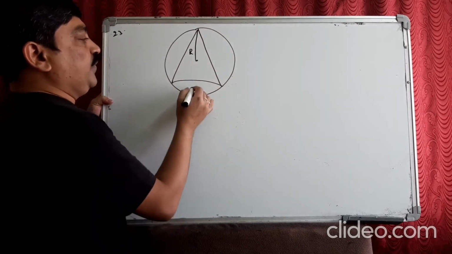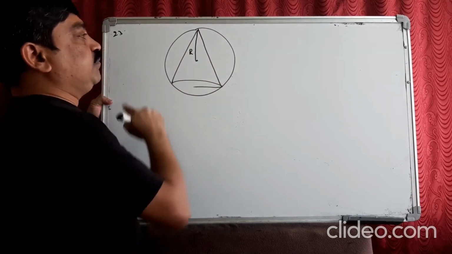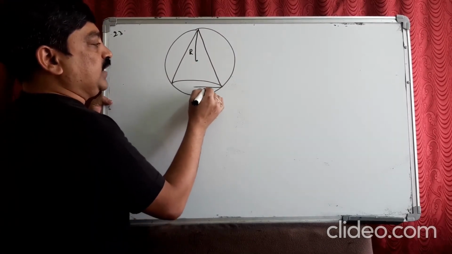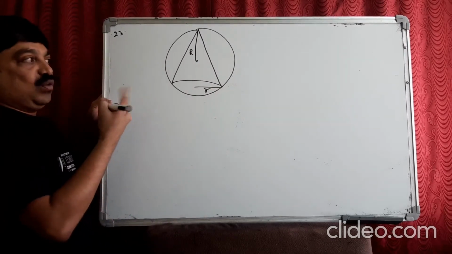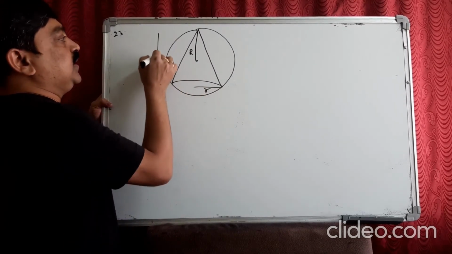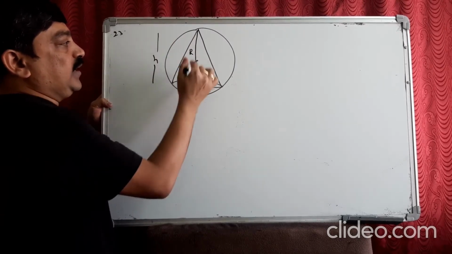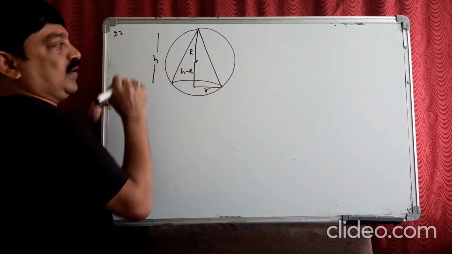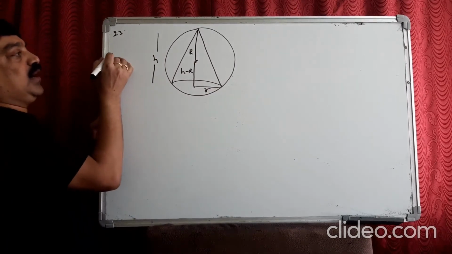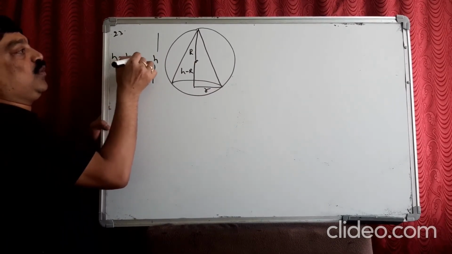Now if I take the dimensions of the cone, I take small r as the radius of the base of the cone and capital H as the height of the cone, and this part becomes, when it is total height, h minus R. This is h minus R. We write h is the height of the cone.